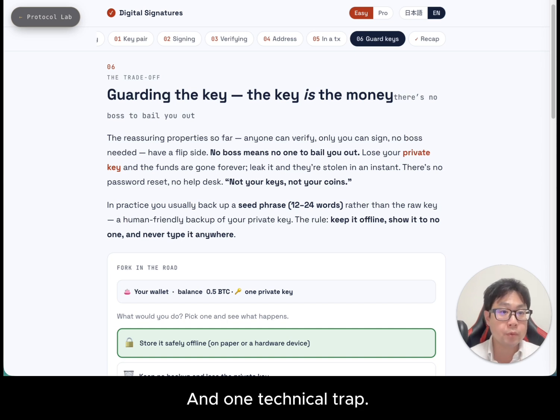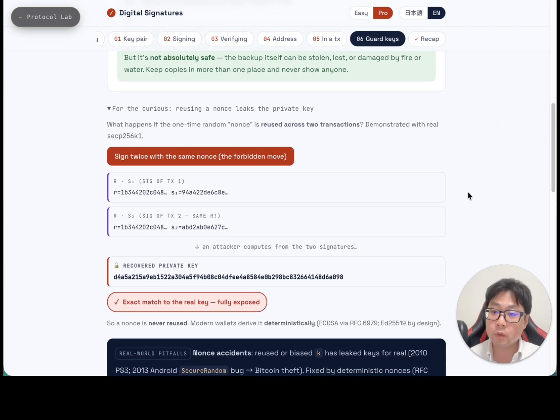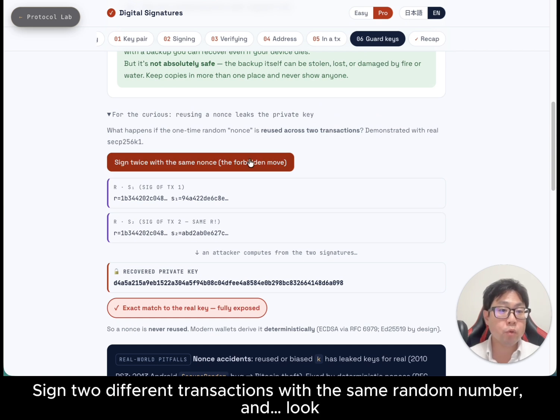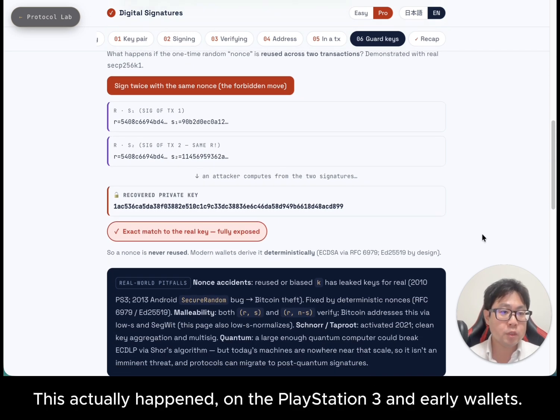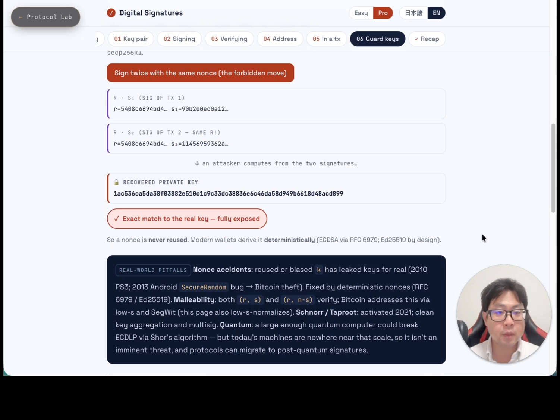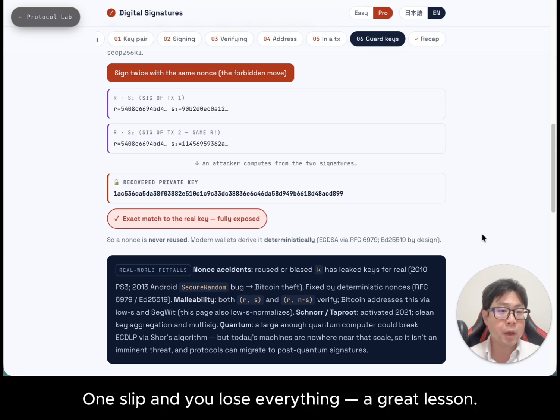And one technical trap. Remember that fresh random number. If you reuse it, watch what happens. I'll switch to promote and run the demo. This one. Sign two different transactions with the same random number and look. From just those two signatures, an attacker recovers your entire private key. This actually happened on the PlayStation 3 and early wallets. That's why modern wallets derive that number deterministically. One slip and you lose everything.